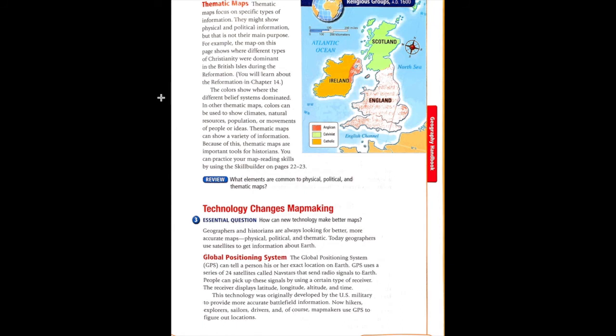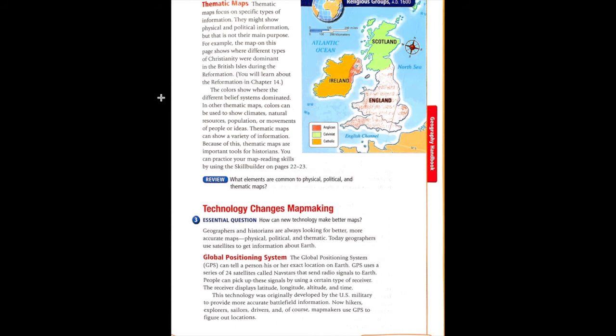Technology changes map making. Essential question: how can new technology make better maps? Geographers and historians are always looking for better, more accurate maps, physical, political, and thematic. Today, geographers use satellites to get information about Earth.